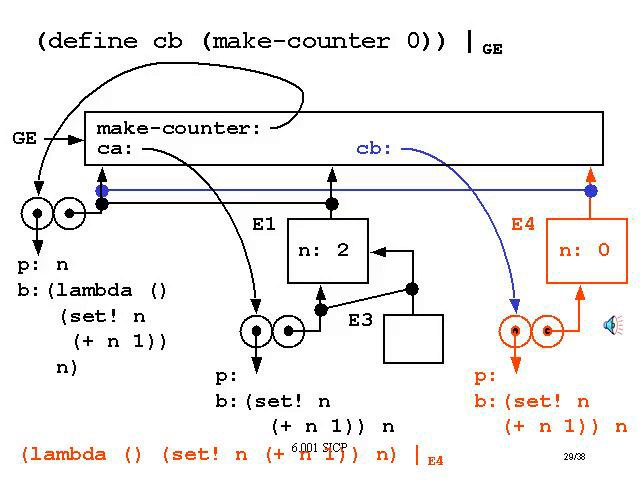Look carefully at the structure we have here. We have CA pointing to a procedure object that inherits a frame E1. We have CB pointing to a similar procedure object that inherits a frame E4. They have different scopings or bindings for the parameter n, and that's going to allow these things to behave differently.